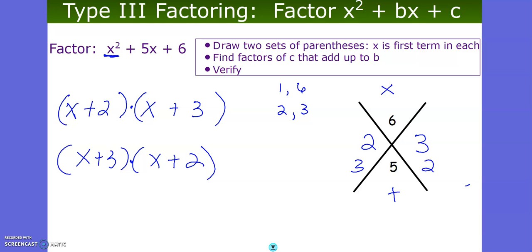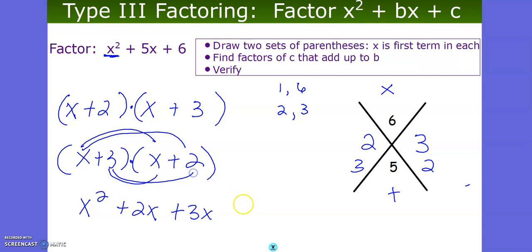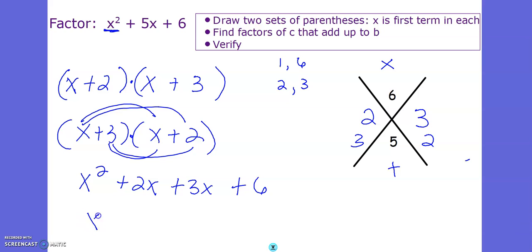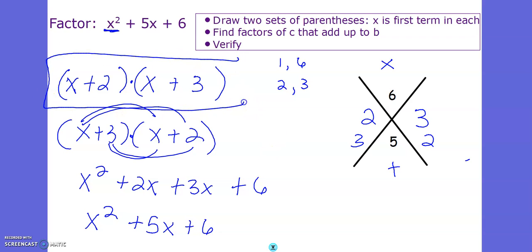Should you verify and check? Absolutely. x times x is x squared. x times 2 is 2x. 3 times x is 3x. And 3 times 2 is 6. Put together your middle terms, because they are like terms, and we get 5x plus 6. So again, your answer is the factors. This is just the check that you got it right.